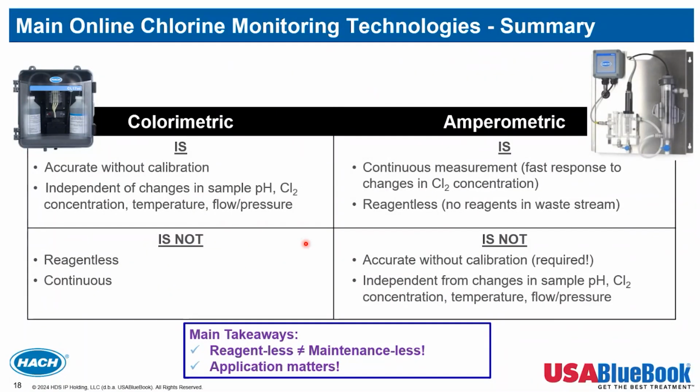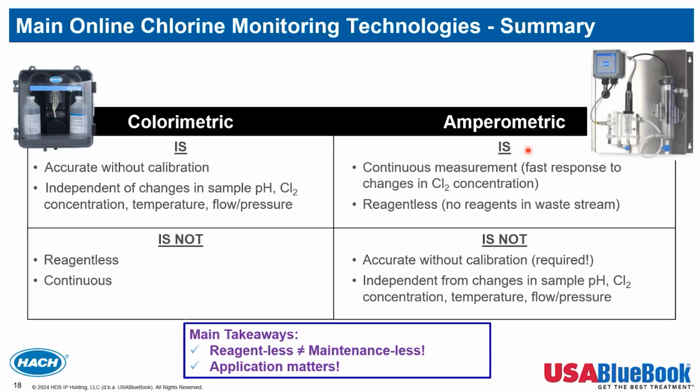All right, it's time to summarize the main online technologies currently available in chlorine monitoring. You can see here, once again, on the left side, colorimetric technology, right side, amperometric. And what are they? See, the colorimetric technology is accurate without calibration. Why is this? Because it's based on the physical law, which dictates proportionality between concentration of the analyte and intensity of the color. Now, colorimetric technology is independent of changes in sample pH, the chlorine concentration, temperature, flow, pressure.